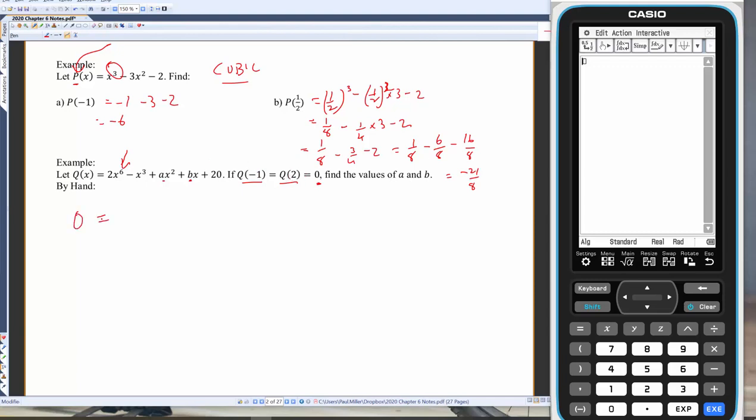So let's do it. 0 equals. Now I'm going to drop -1 in. So -1 to the power of 6 is simply 1. So that's going to be 2. -1 cubed is -1. Subtract -1 is +1. -1 squared is 1. So that's going to be plus a. And -1 times b is take b plus 20. All right, so notice as a result of this, I've got an a and a b as the only unknowns. That's interesting.